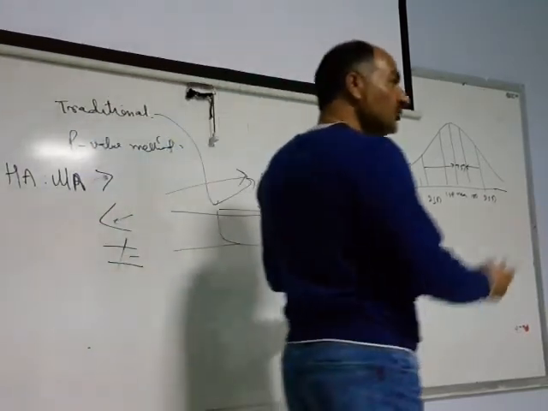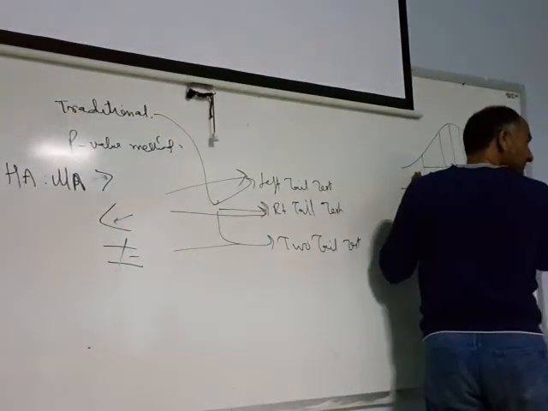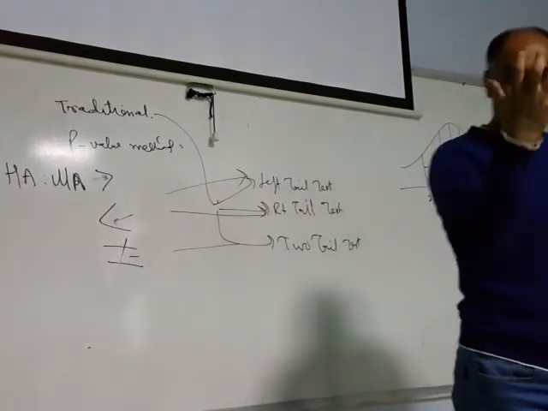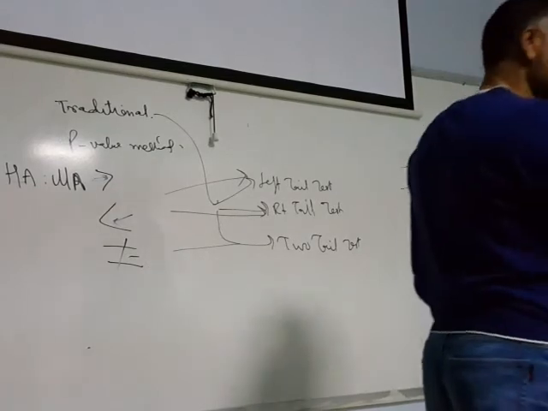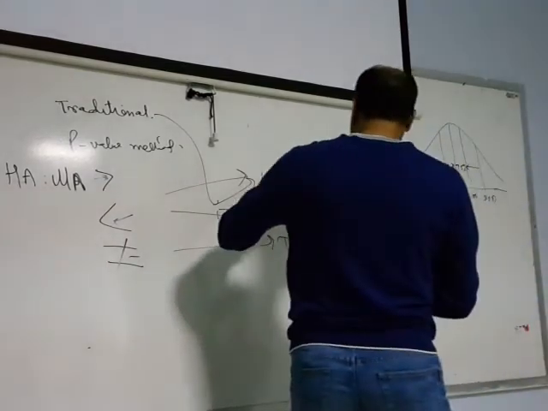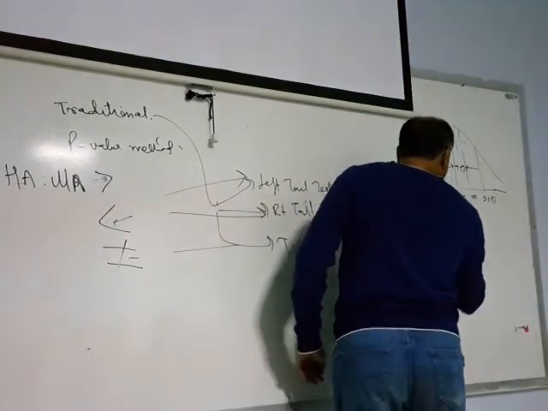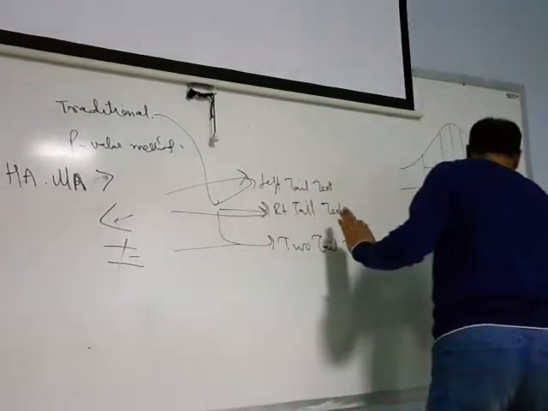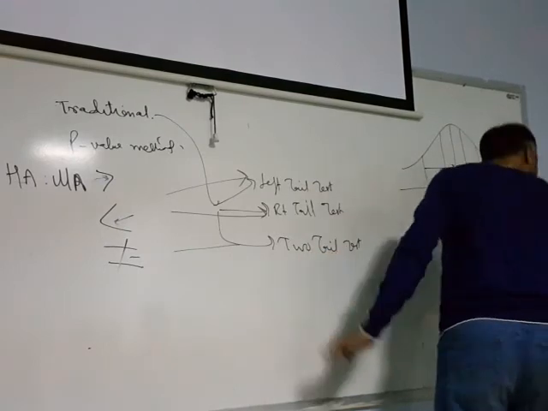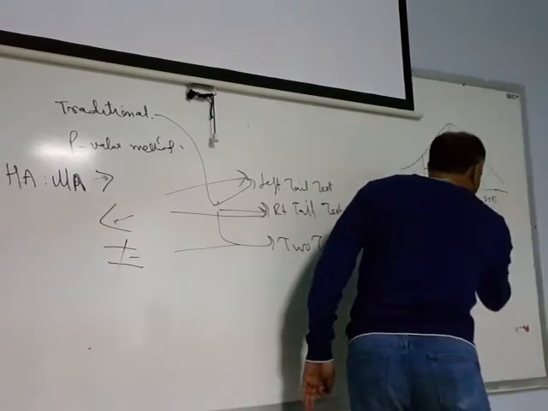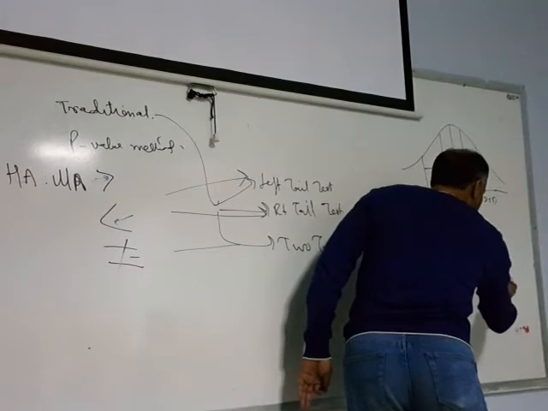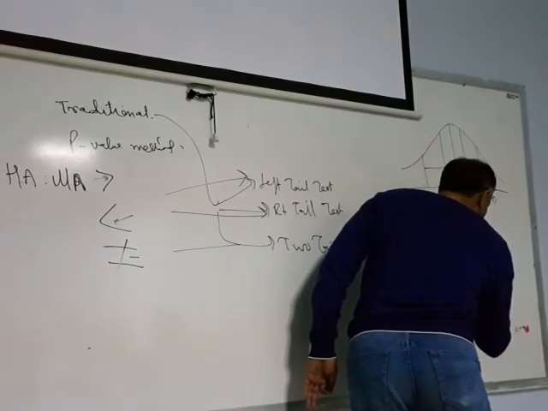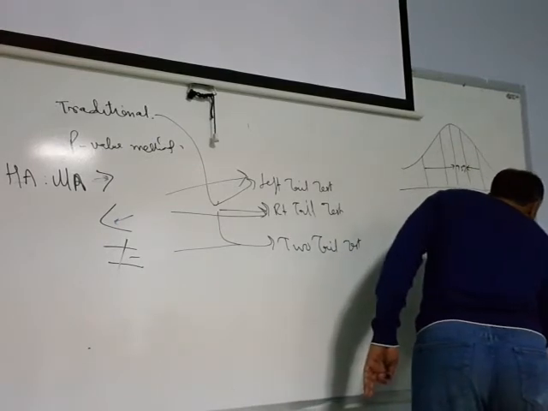So I told you, in the two standard deviations, 95%. That means whatever value I get from the null hypothesis, if I am doing a left tail test, now I'll show you. If I am going for a left tail test, I will construct this. Okay? This is the mean. This is 1 SD, 1 SD. This is 2 SD, 2 SD.